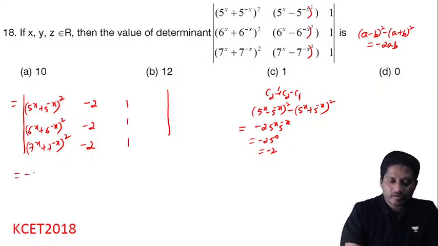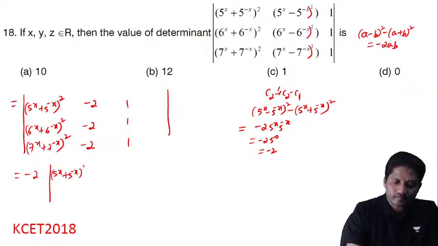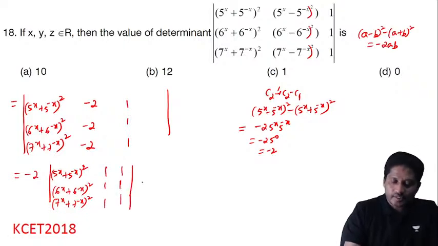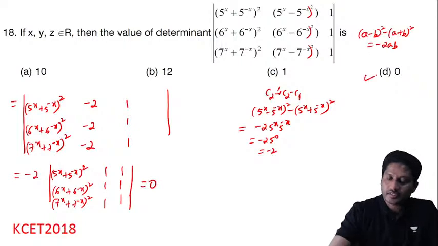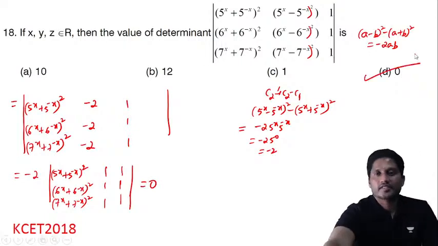Second column, minus 2 is common. So 5 power x plus 5 power minus x the whole square, 6 power x plus 6 power minus x the whole square, 7 power x plus 7 power minus x the whole square. 1 1 1, this is also 1 1. Two columns the same, determinant is 0. Answer is that option. Let's move to the next question.